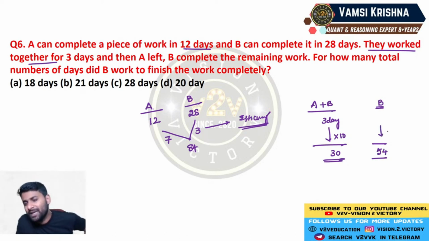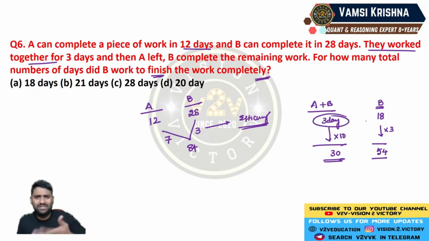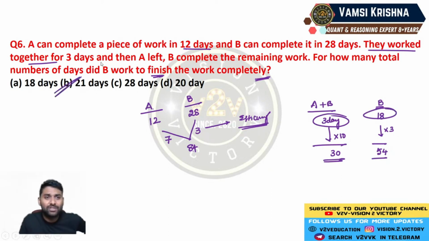You already know that B's efficiency is equal to 3 units. Every day B completed 3 units. To complete 54 units, how much time does it take? It is exactly equal to 18 days. Another question: how many total days did B work to finish the work completely? Initially there are 3 days of work for B, since A and B worked together, B is also working for those 3 days. And the last 18 days B worked alone. So the total number of days is exactly equal to 21.